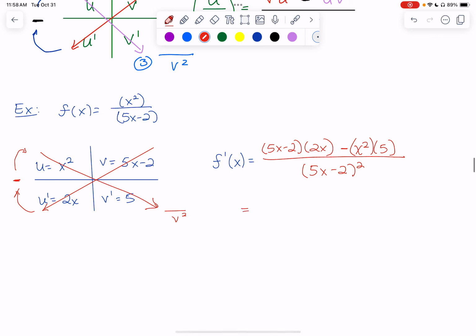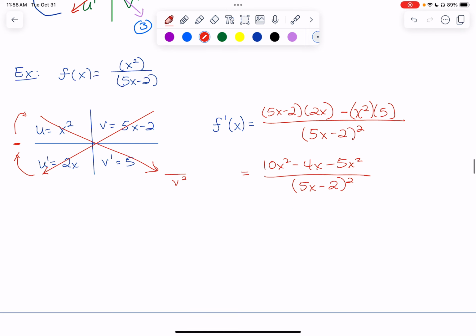You'll find this time that we have a 10x squared minus a 4x minus a 5x squared, just like we had last time, all over 5x minus 2 squared. Again, we can combine our like terms so that we have a 5x squared minus a 4x all over my 5x minus 2 squared. All right, so that is my derivative, f prime. There we're using the quotient rule.